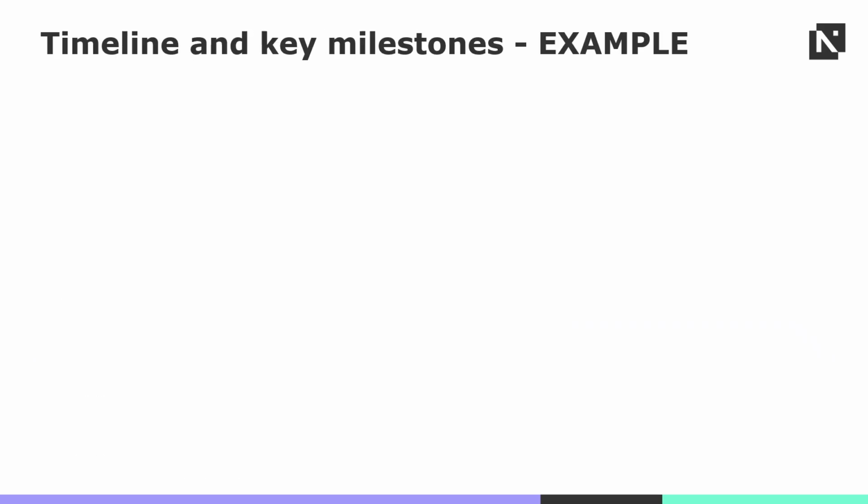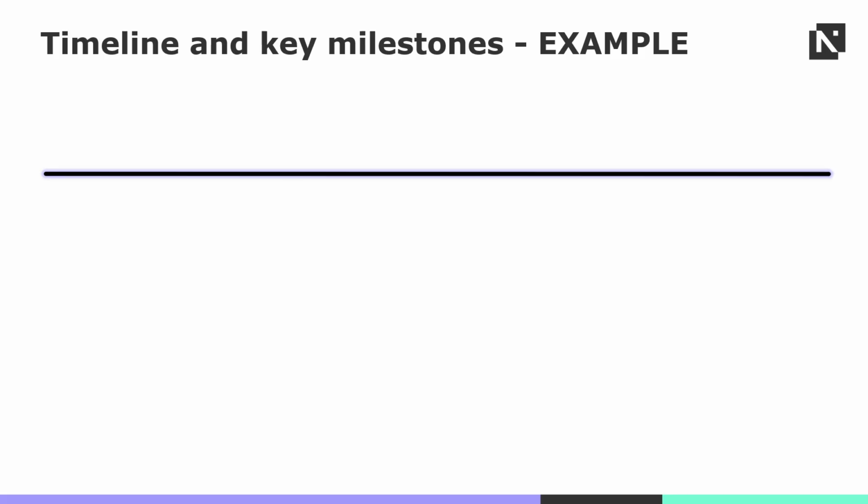So now let's take a step back and look at the year as a whole. So on here we're going to have a look at an example of a potential timestone and key milestones. What does a high impact managerial year 2 delivery model look like?